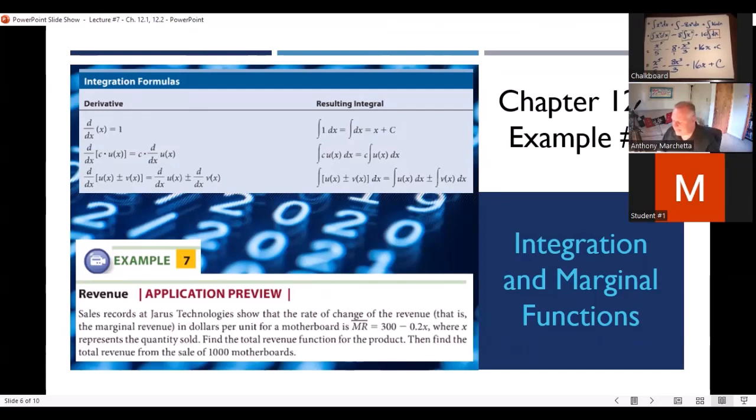Okay, so now you're looking at a practical application. Let me jot down the actual marginal revenue, and then we'll go from there. When we're done finding the original revenue function, we're going to carry on by finding the original revenue at the sale of 1,000 motherboards. First, let me jot it down. The marginal revenue, this is example 7. Marginal revenue is given as 300 minus 0.2x. All right.